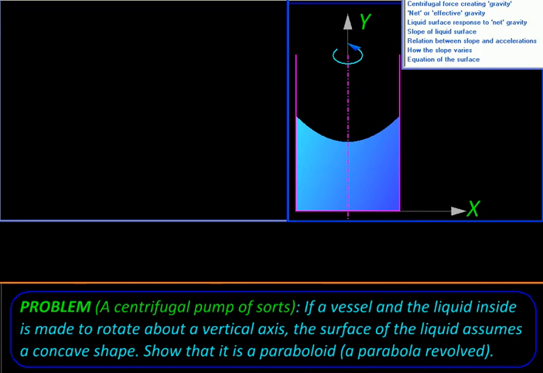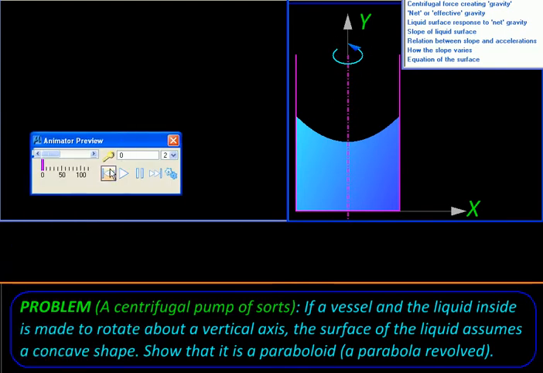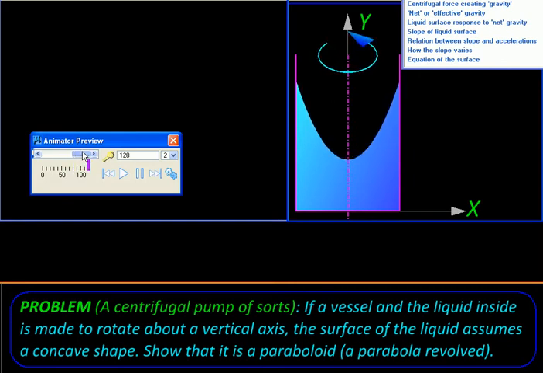In this problem, we have been given a very interesting situation where we have a vessel filled with some liquid, and both of them are made to rotate about a vertical axis like this. And as the angular velocity increases, the surface of the liquid starts to curve. In fact, the faster it rotates, the more it curves. Here we need to prove that the surface of the liquid is a paraboloid. That is nothing but the surface of revolution of a parabola.